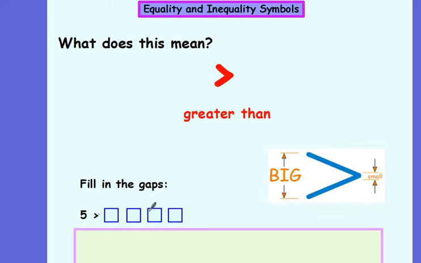Okay, Emily, can you think of some numbers that can go in these gaps? 4 would work, 5 is greater than 4. 1 would work, 0 would work, -10 would work. 5 is greater than all of those numbers.